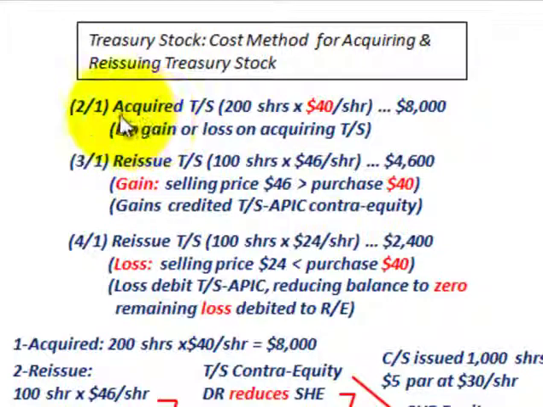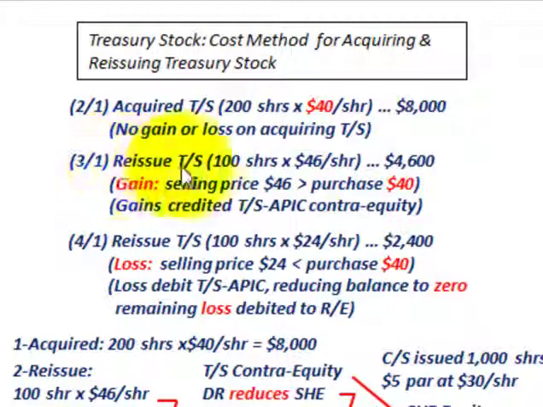For example, on 2/1 we acquired treasury stock. We bought 200 shares back at $40 per share. So that's the cost per share for our treasury stock. That equates to $8,000 that we're going to have to pay out for acquiring this treasury stock. And in this case you have no gain or loss on acquiring treasury stock.